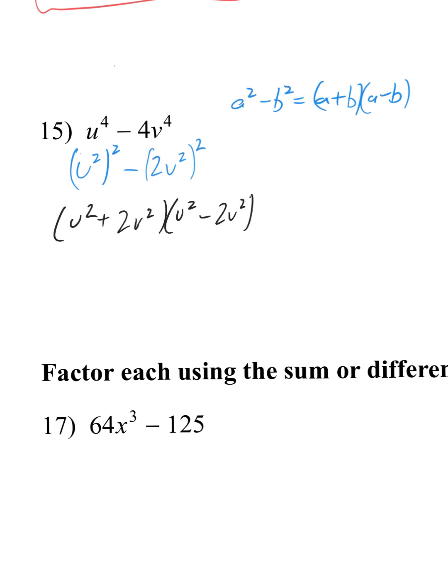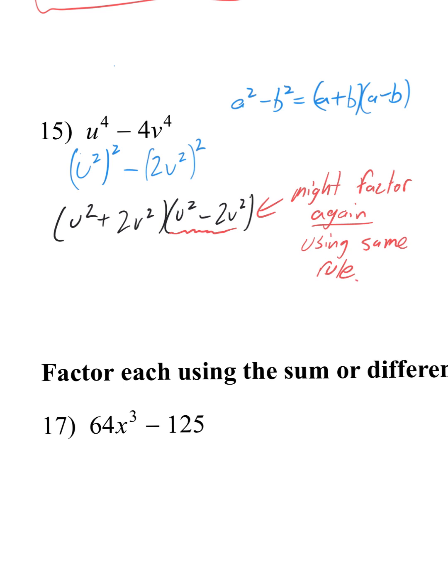One thing to be on the lookout for with these fourth powers is to make sure that it could factor again if we had gotten another perfect square. In this case, it does not, but it's something to watch for. If these were perfect squares, they might factor again using the same rule. So just be wary when you do a fourth power, that sometimes they factor twice, and you have to be careful of that.